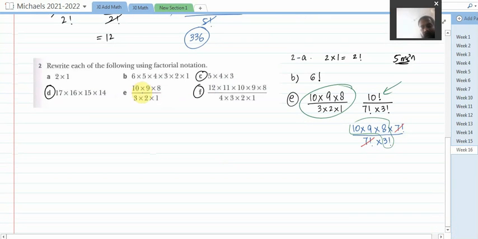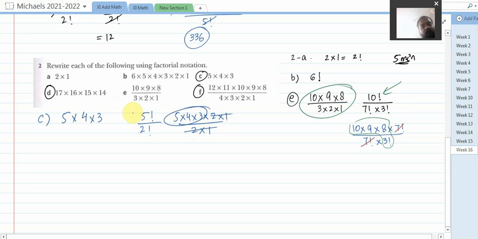Now let's start from part C. It says 5 into 4 into 3. That means 2 into 1 has been cancelled, so I can say that it's 5 factorial divided by 2 factorial. If you expand 5 factorial, that is 5, 4, 3, 2, 1. If you expand 2 factorial, it's 2 into 1. So these two cancel, and that is your question. So that is the factorial form of your question which you need to write down. That is your part C answer.